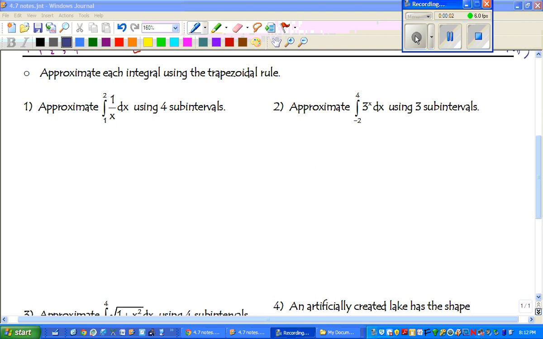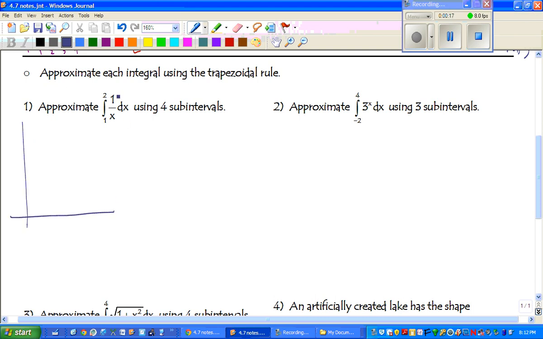Let's take a look at number 1. So here we're trying to approximate the area under the curve from 1 to 2 of 1 over x. Now, we don't really need a graph to do this. We can do it without, but just to help visualize what's going on here, let's take a look at the graph y equals 1 over x.